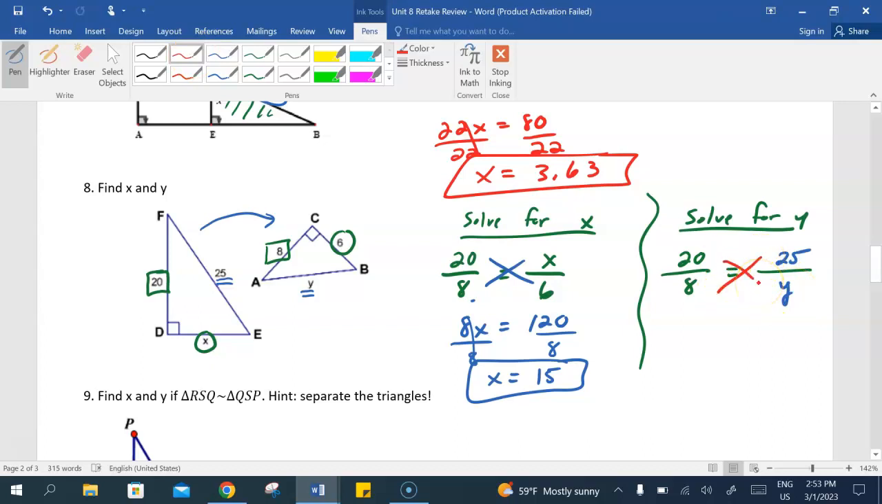All right, so you get 20y, and then 8 times 25, you get 200. Divide both sides by 20. Y is equal to 10.